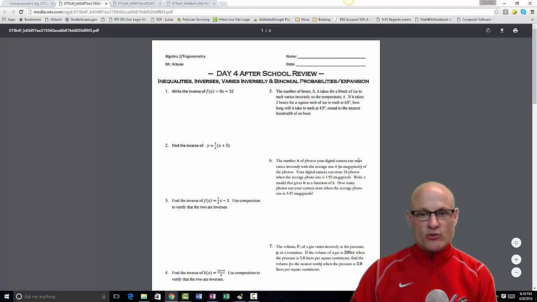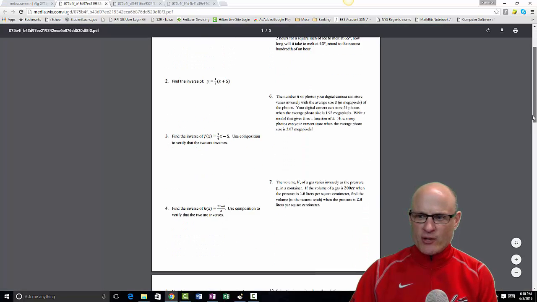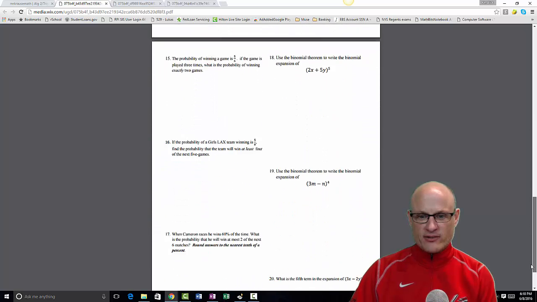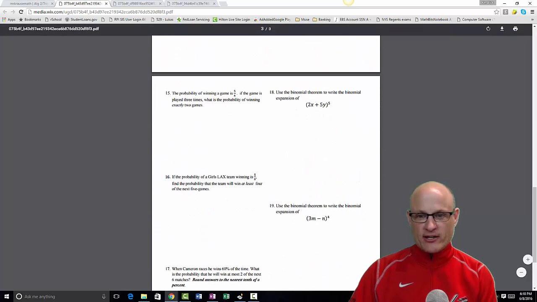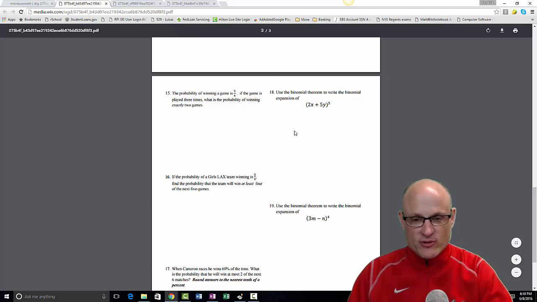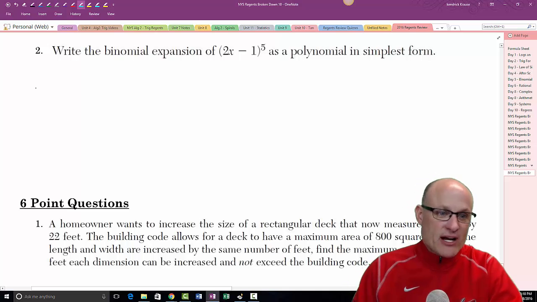So you can click on these notes right here, and somewhere in here is some binomial expansion. There it is. I've got 3 examples right here of some binomial expansion for you. So you can go do a little bit of practice with it if you need some help practicing with it. But here's how I do it.